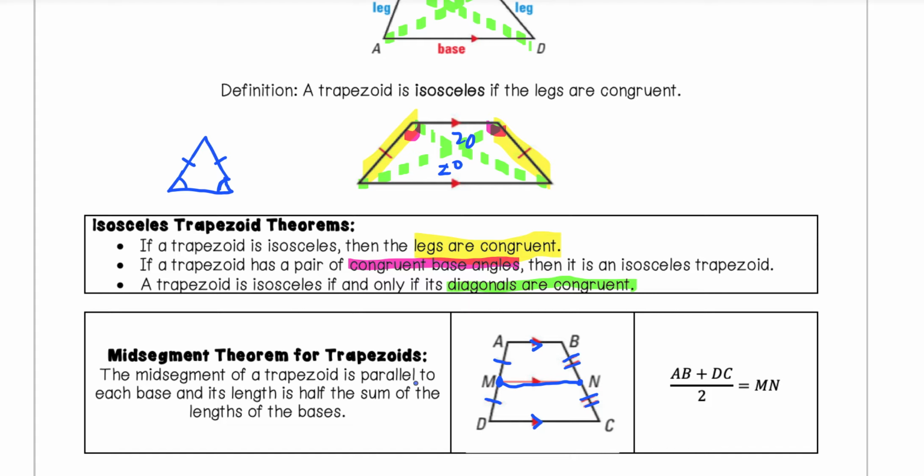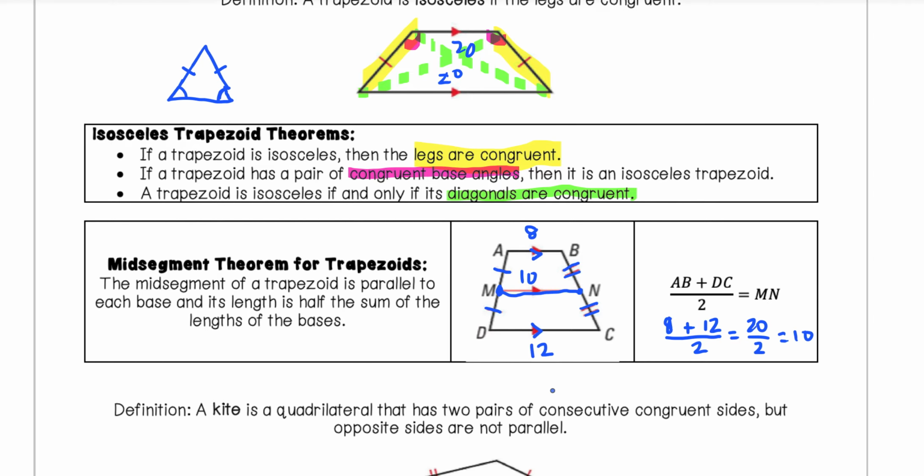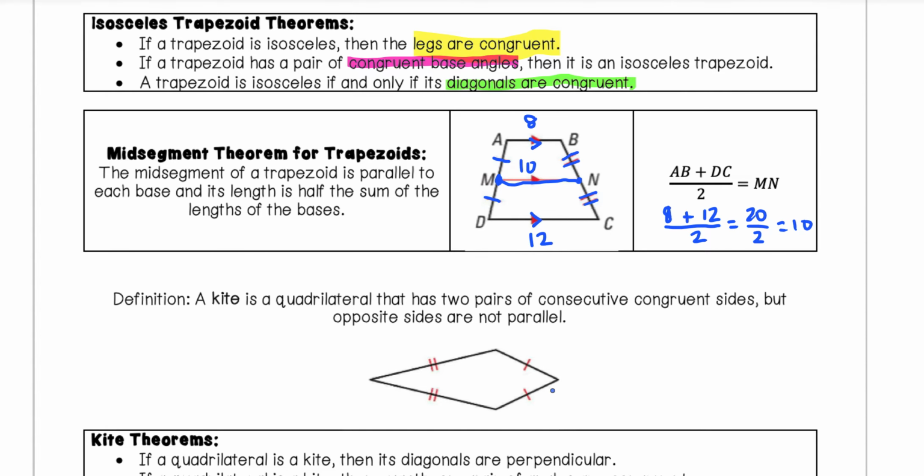It'll be parallel to each base, and the length will be half the sum of the lengths of the bases. So what we mean by that is that if this length was 8 and this length was 12, I take AB, so 8, plus DC, which was 12, and divide it in half, then I'll get the length of the midsegment. Well, 8 plus 12 is 20, and 20 divided by 2 is 10. So that means the length of this midsegment would be 10. So it's just the average of the top and bottom bases there. And that's for any trapezoid, not necessarily isosceles.